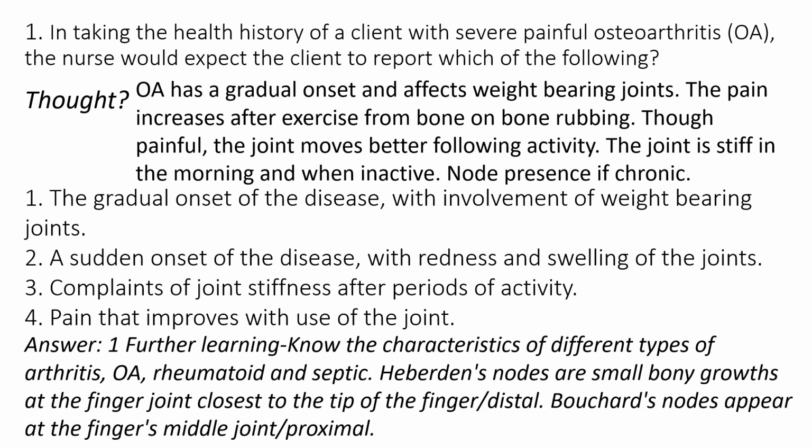So in the further learning, just make sure that you know the differences between the arthritises, rheumatoid, osteo, and septic, and specifically those nodes that you can see in osteoarthritis are Heberden's nodes, which are those small bony growths distally, kind of on the fingertips. And then the other ones are called Bouchard's. Those nodes are in the middle, so proximal. So sometimes they like to know Bouchard's is proximal, Heberden's is distal, and definitely connect that to osteoarthritis.